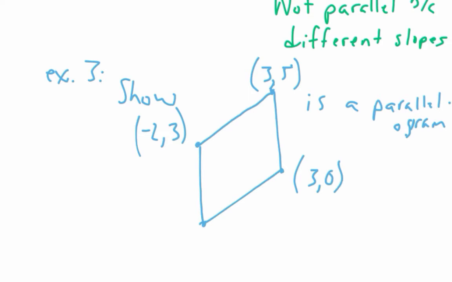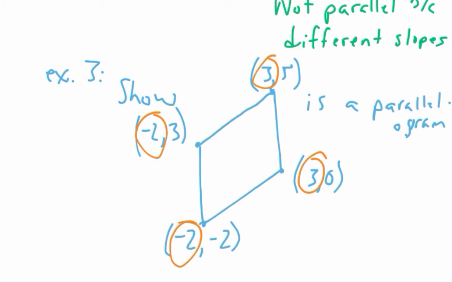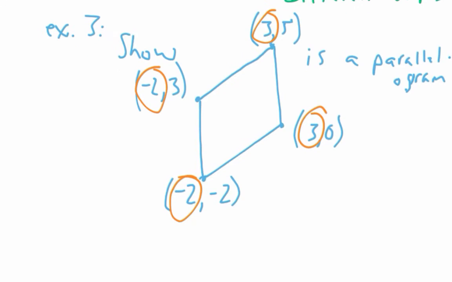3, 0, and -2, -2. So you could figure out the slope of the left side and the right side. Are they both vertical? If you look at this, yes. They have to be vertical on the left because x values are the same, right? This right side here, x values are the same. So we know the left and the right sides are both vertical, so they're parallel. Then we could get the slope of the top and the bottom as well if we wanted to.